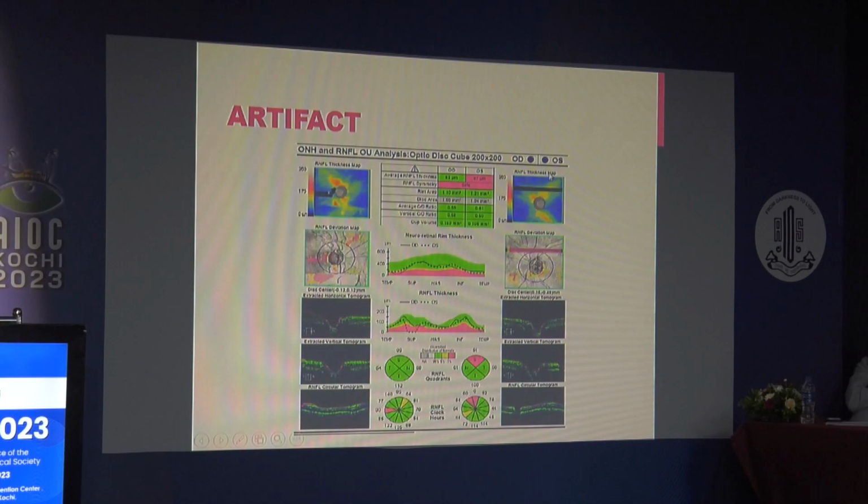Similarly, if the patient blinks during the scanning, you will get this black line. For this, you will ask the patient to keep blinking physiologically while you are adjusting the machine, and just before taking the scan, you will ask him to stop blinking.